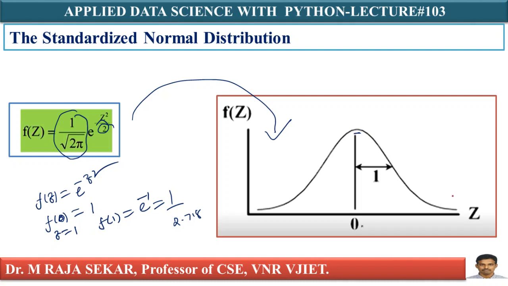Just keep on substituting z equals 0, z equal 1, as z increases. Just see, as z increases, your e power minus z square value decreases. Why? Because e power minus z square means 1 by e power z square. This value keeps on decreasing. It's decreasing exponentially, I can say. It keeps on decreasing.